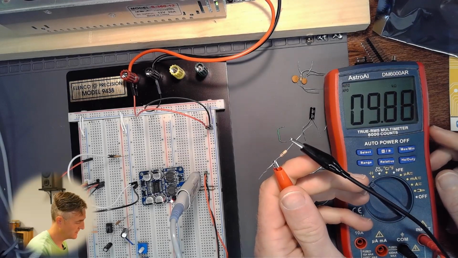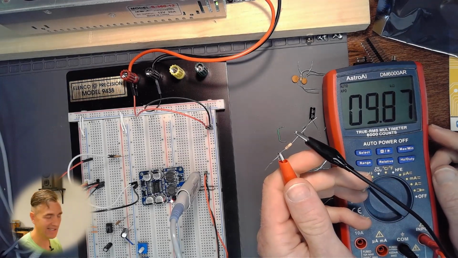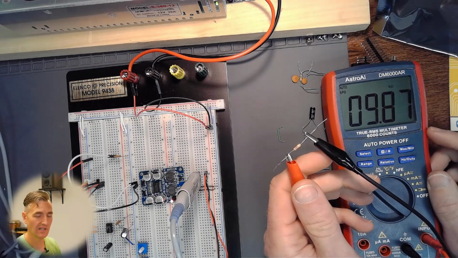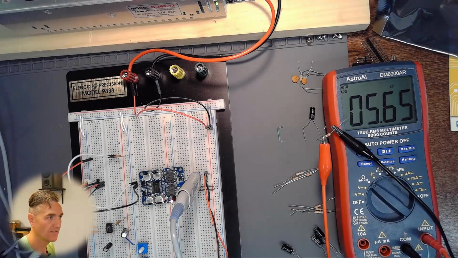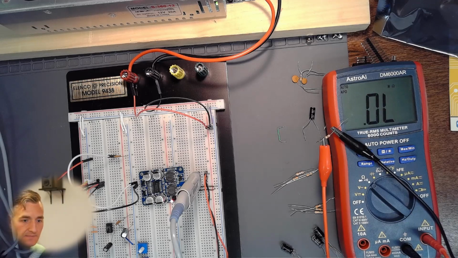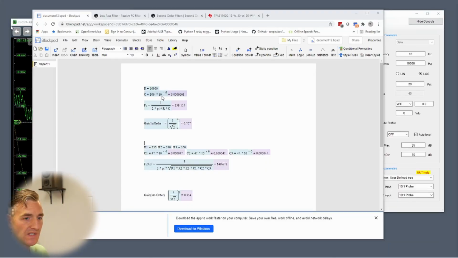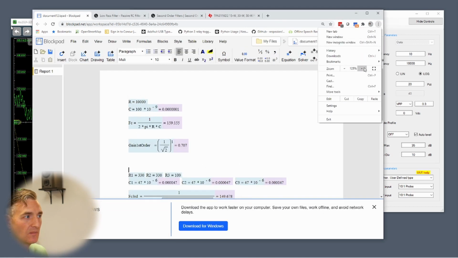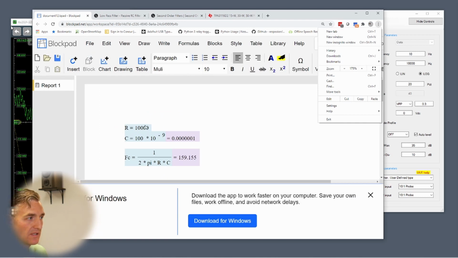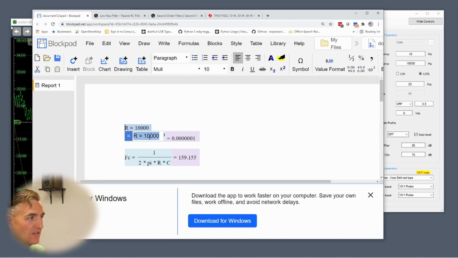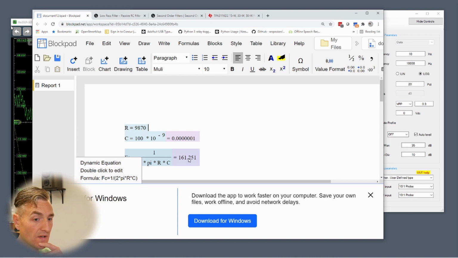What are we measuring? 9.87K. Okay. If I go back to my formula, instead of 10K, you know what? You guys probably can't see this too good. So let me zoom in a little bit so we can see it a little bit better. If I say this is not 10K, this is 9.87K. So that's 9.87K. Okay, now I'm at 161 hertz.